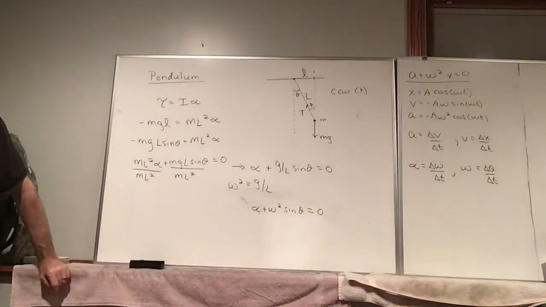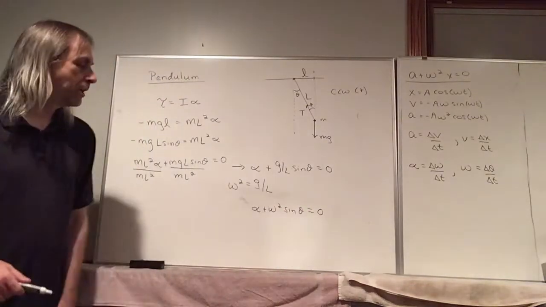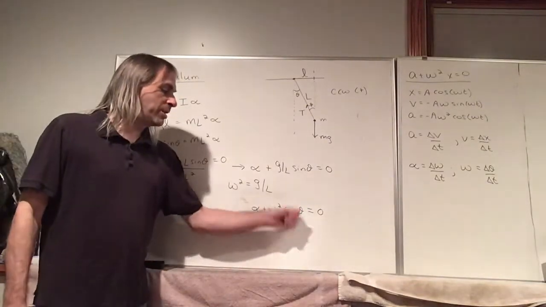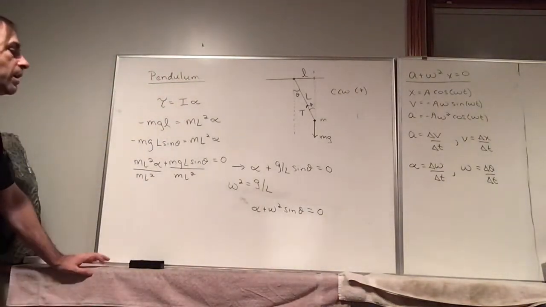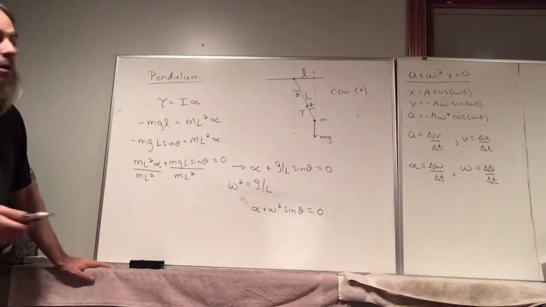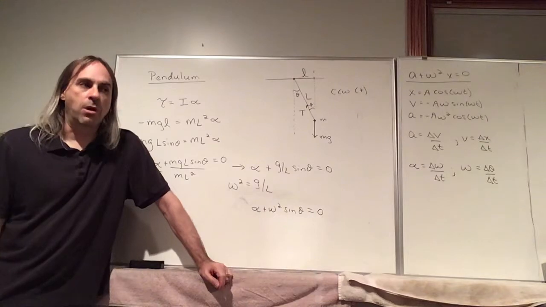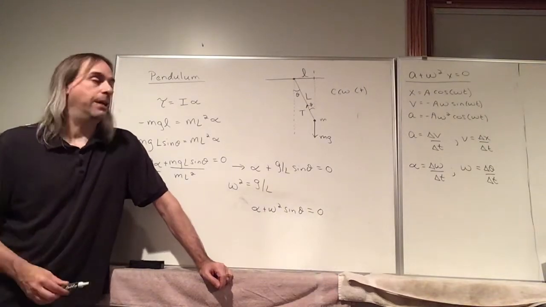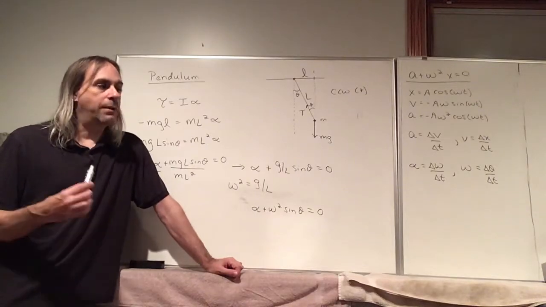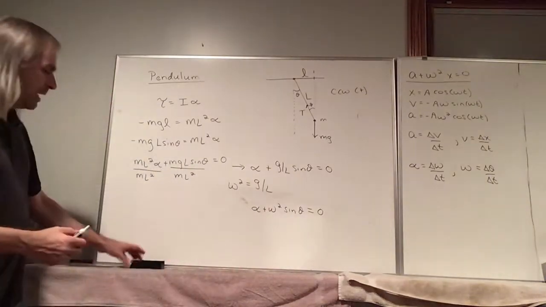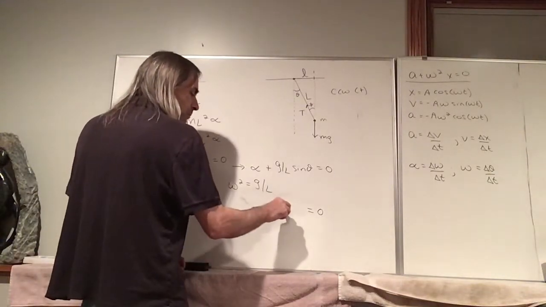But we don't really have that. Instead of alpha plus omega squared theta equals 0, we have alpha plus omega squared sine of theta equals 0. That's a bit of a problem. So basically, I lied to you earlier. I said that this pendulum is an example of simple harmonic motion, but actually it's not, because of this sine of theta term. But there's a way we can fix that, and that is to just replace sine of theta with theta.